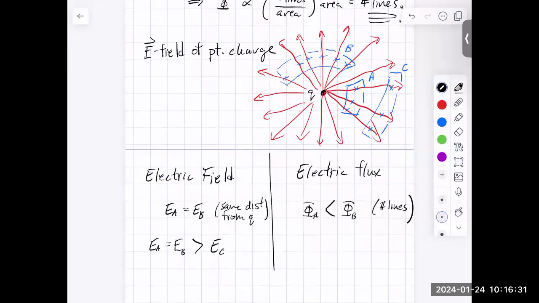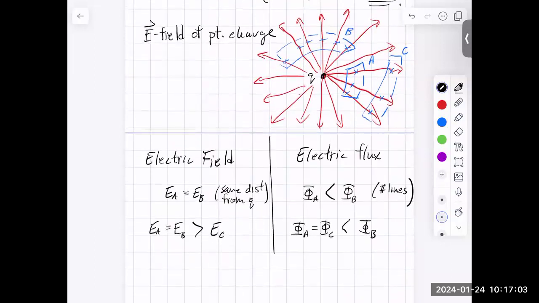All right. What about the electric flux? Is the flux at C equal to A or B? Which one is it? A. So we're just counting number of lines. Same 3 lines pass through both A and C. And so we would say the flux at A is equal to the flux at C, but each of those is less than the flux at B.